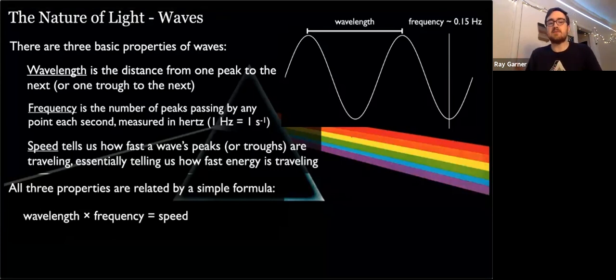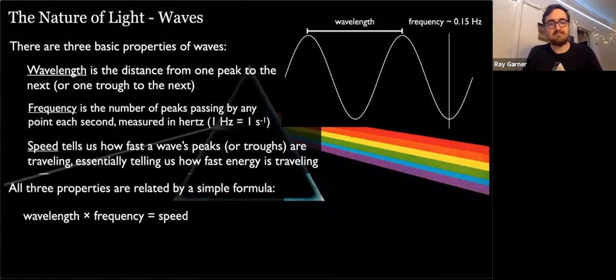Frequency is the number of peaks passing by any point each second. And the unit that we talk about with frequency is hertz. So 1 hertz is 1 peak passing by per second. The unit for wavelength is just a normal length measurement. So nanometers or angstroms are traditionally used.